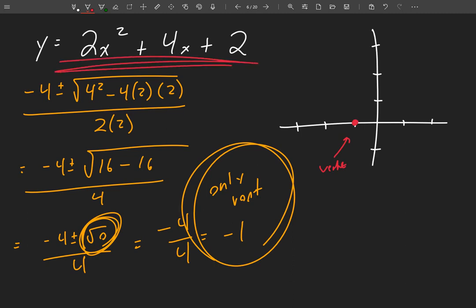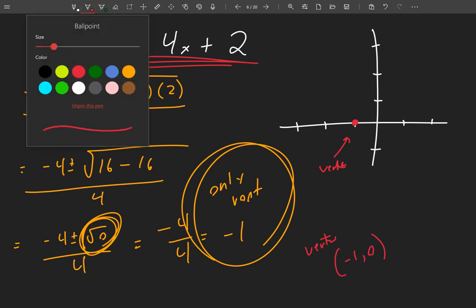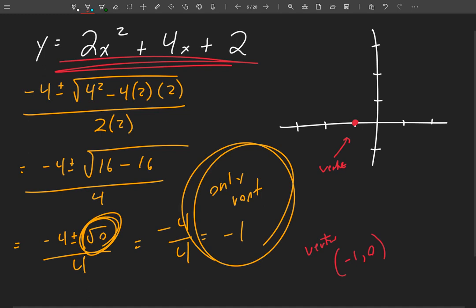So the vertex will be, I'll leave that exercise to you. So if you'd like to prove it to yourself, you're more than welcome to do that. So when you plug it in, you'll get 0. So the vertex is -1, 0. And also, we know that the y-intercept is 2. This is our y-intercept. And also, you know that since parabolas are symmetrical, if that is 2 over there, then there's a 2 over here, right?